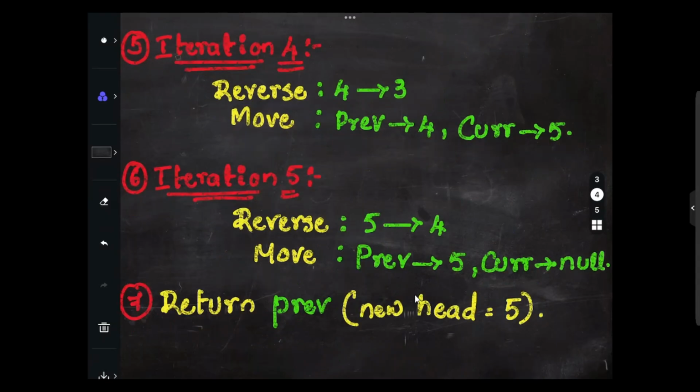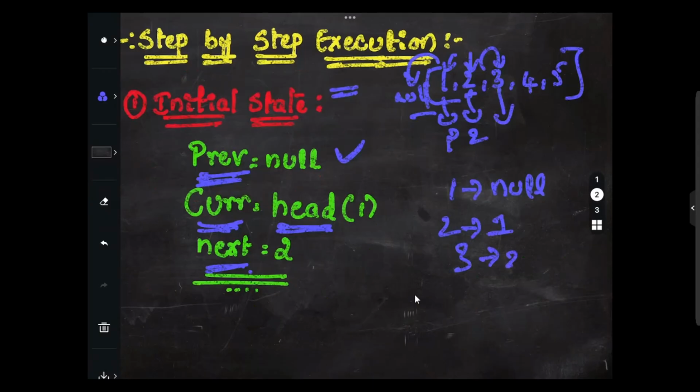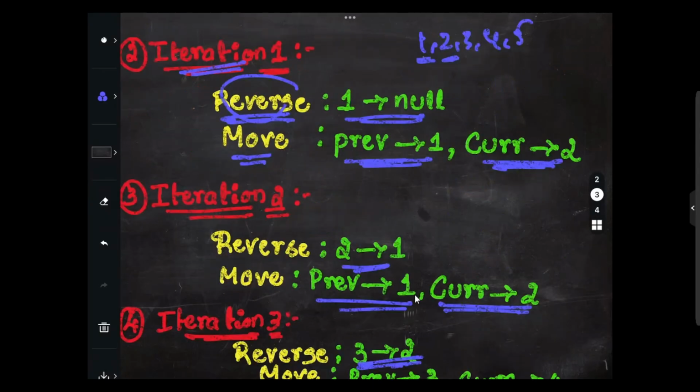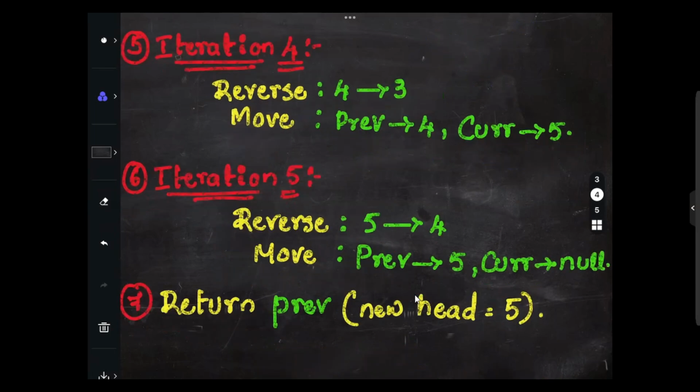So we will reverse 3 to 2 now. Just give me a second here. The next step is we are reversing 3 to 2 here. This is fine. So we will move the previous to 3. Now previous will be 3 and current will be 4. The current will be 4. One step we are moving ahead. So this is fine.